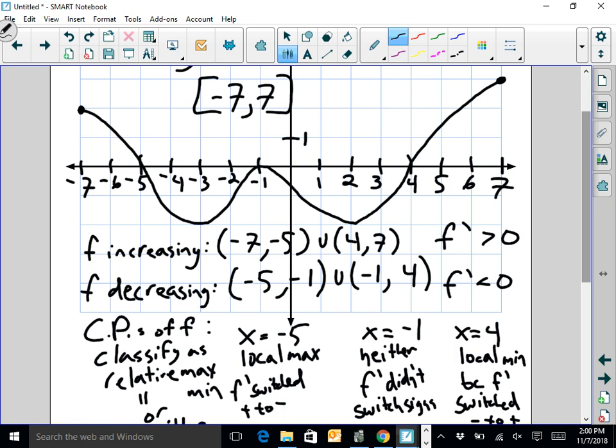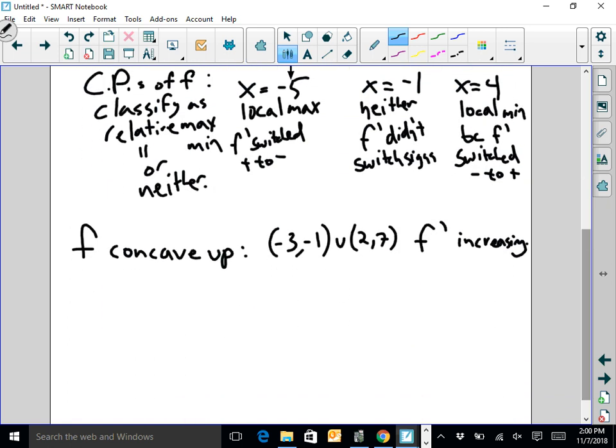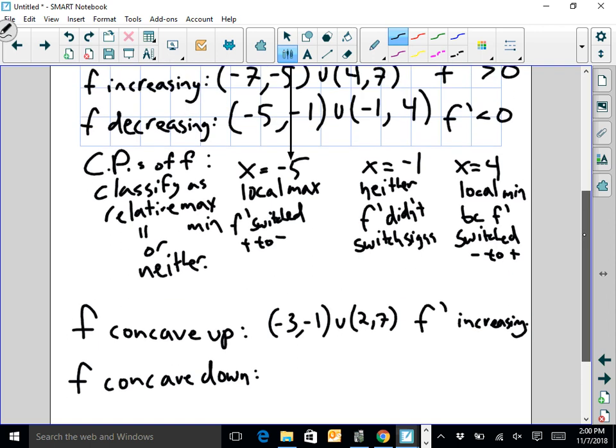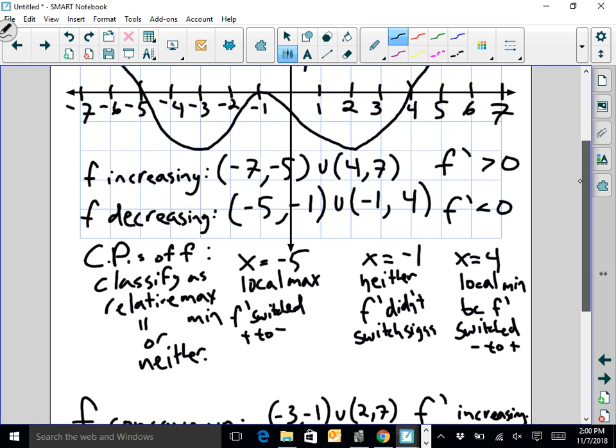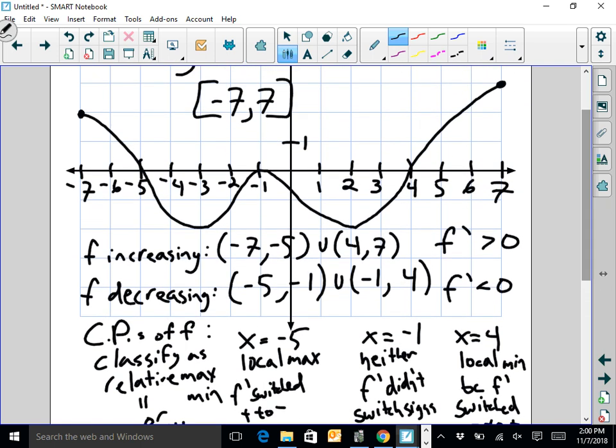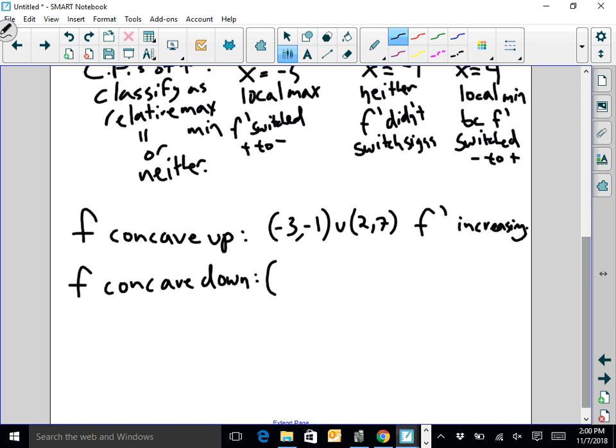F is concave down anytime f prime is decreasing, right? Because that's going to make f double prime negative. So f prime is decreasing from -7 to -3, union -1 to 2. Those two stretches there, f prime is decreasing, so -7 to -3, union -1 to 2. Again, my justification, that's where f prime is decreasing.